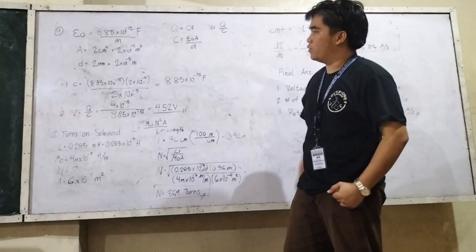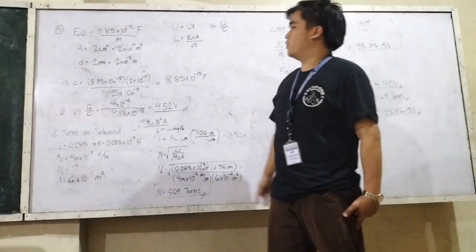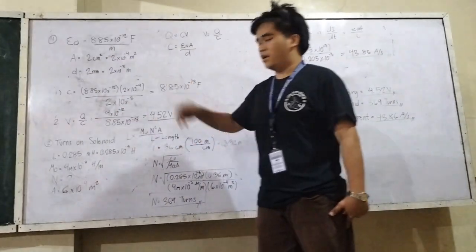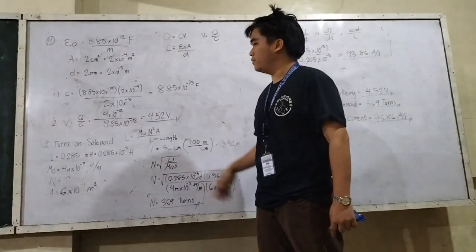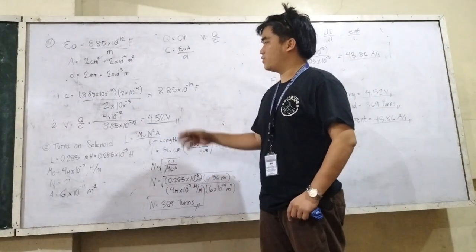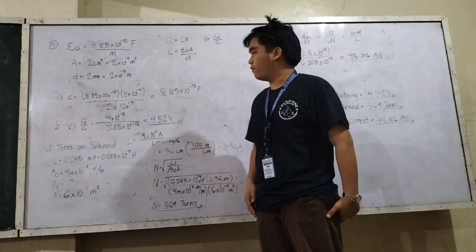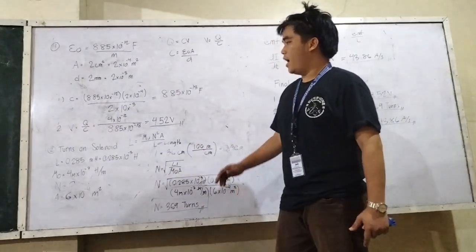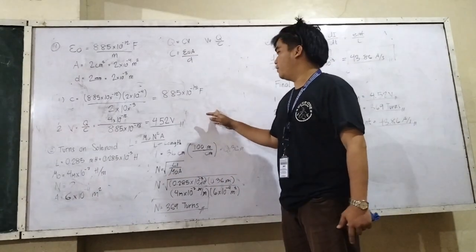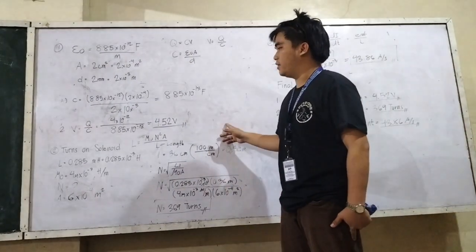So first we have to solve the C. So we have this given value. Substitute the value. So we have 8.85 times 10 raised to negative 12 times 2 times 10 raised to negative 4 over 2 times 10 raised to negative 3. So our answer is 8.85 times 10 raised to negative 13 farads.